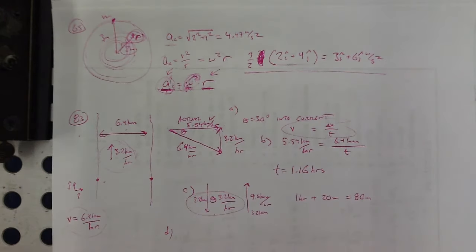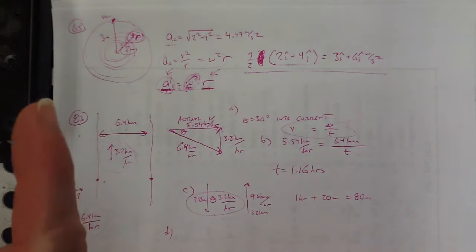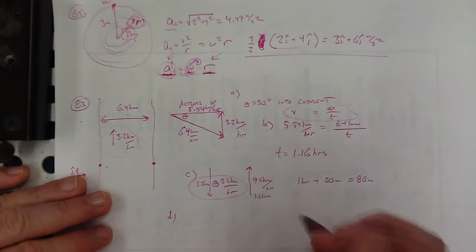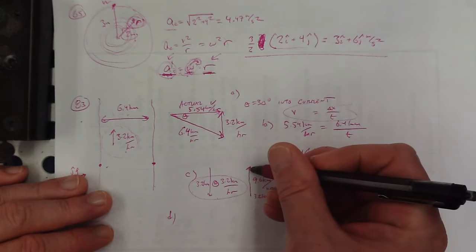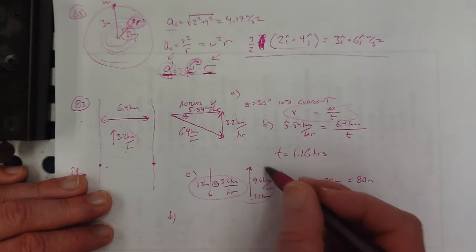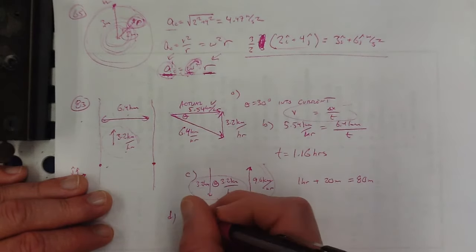Part D, what if she rows up the river and then back to her starting point? Then what happens? Well, the math is all the same. If she goes up the river and back to her starting point, 3.2, it's the same as this. She just does this first and then this, so it's the same 80 minutes.